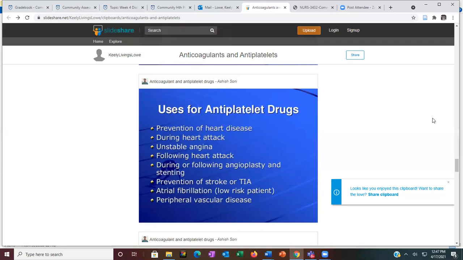They may start me on an antiplatelet. Now, if it got worse, then they may move to an anticoagulant. And then peripheral vascular disease, the blood vessels, the veins in our legs aren't constricting the way they should to help the heart pump blood back up.